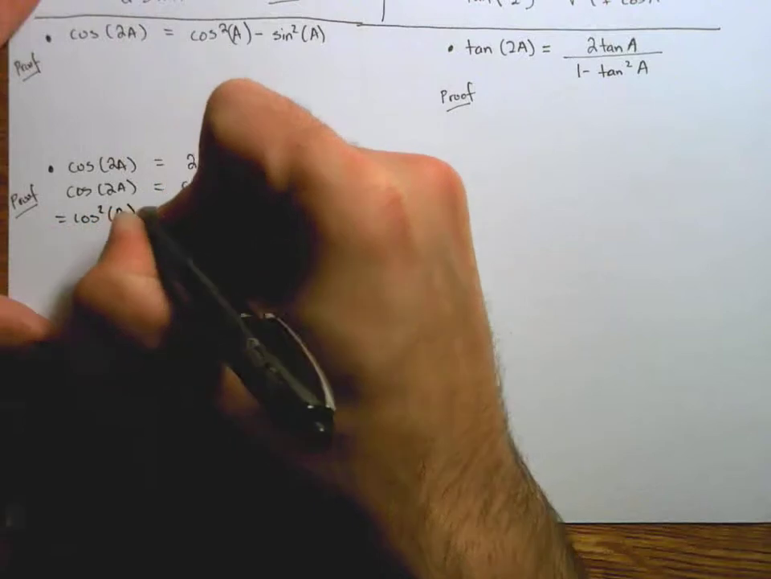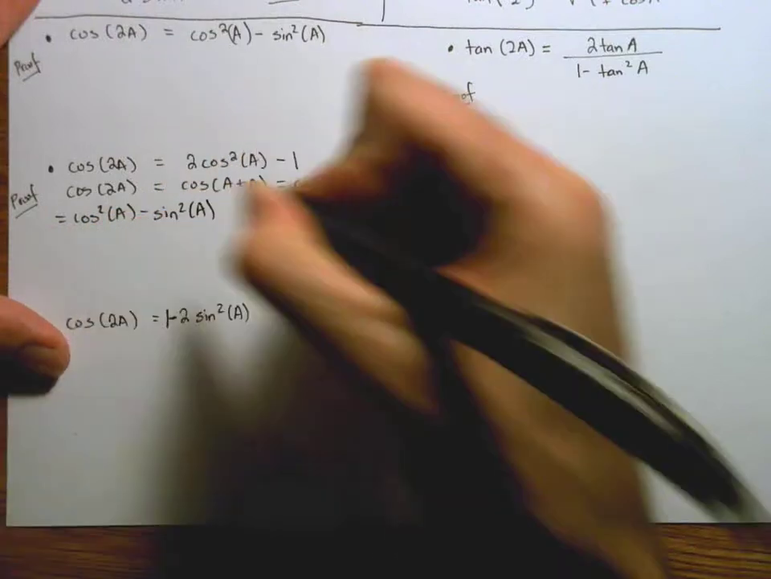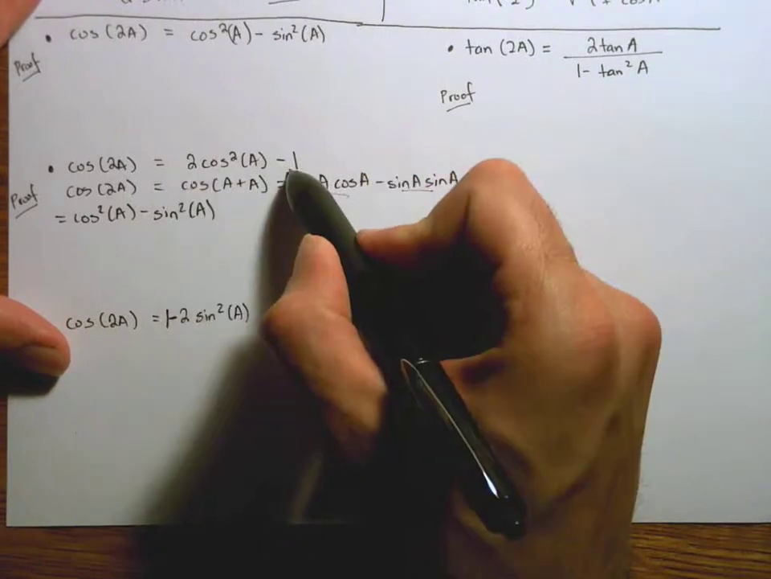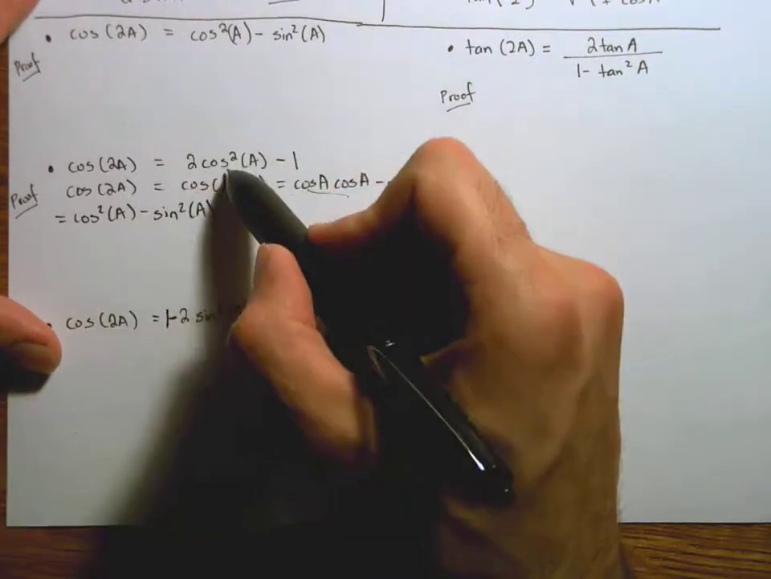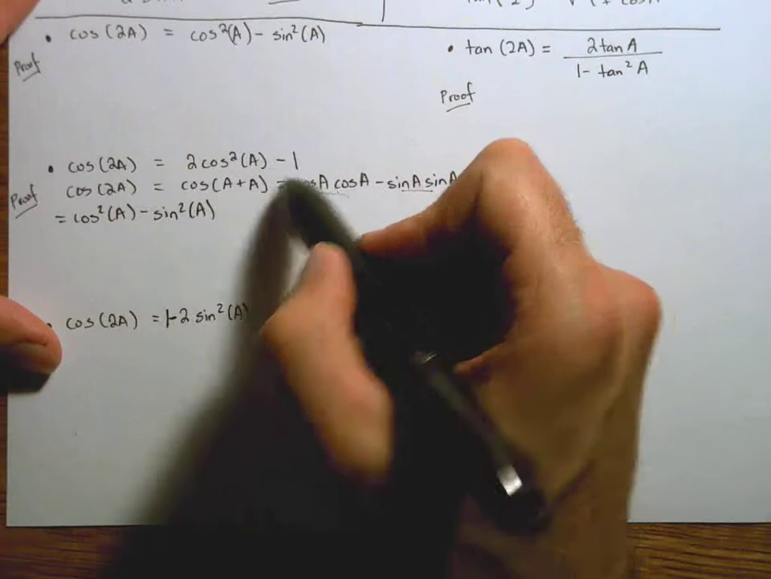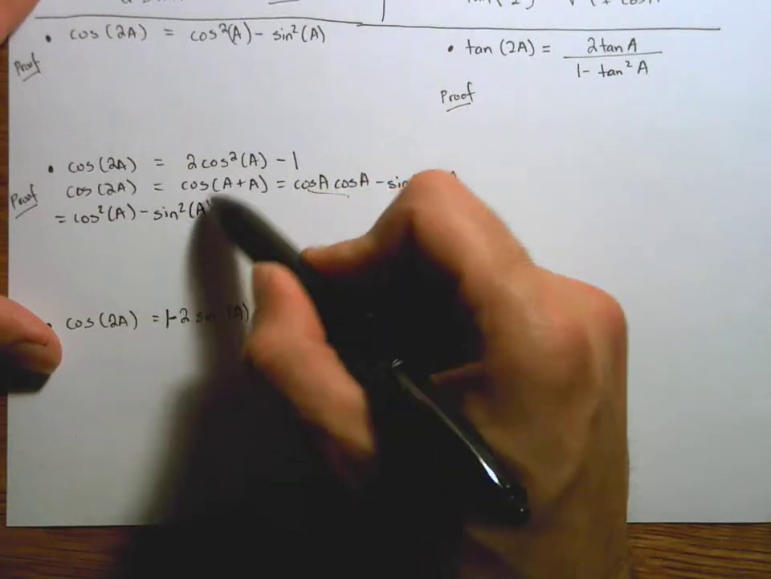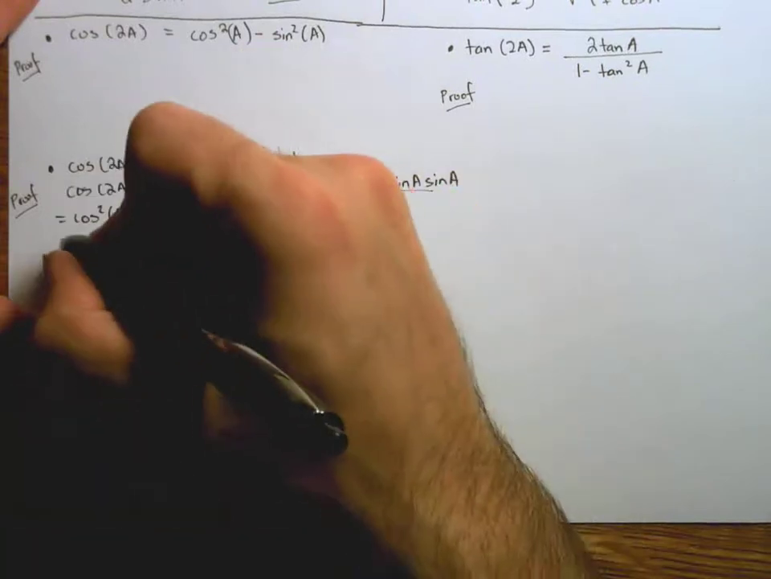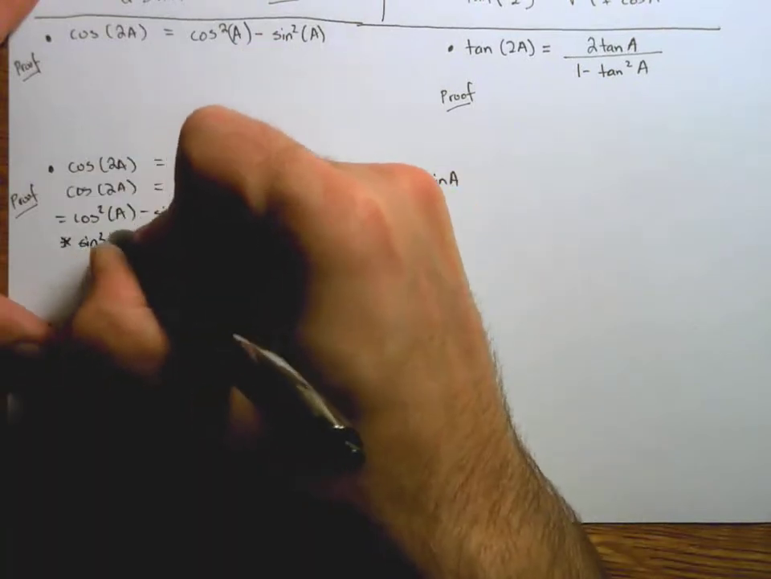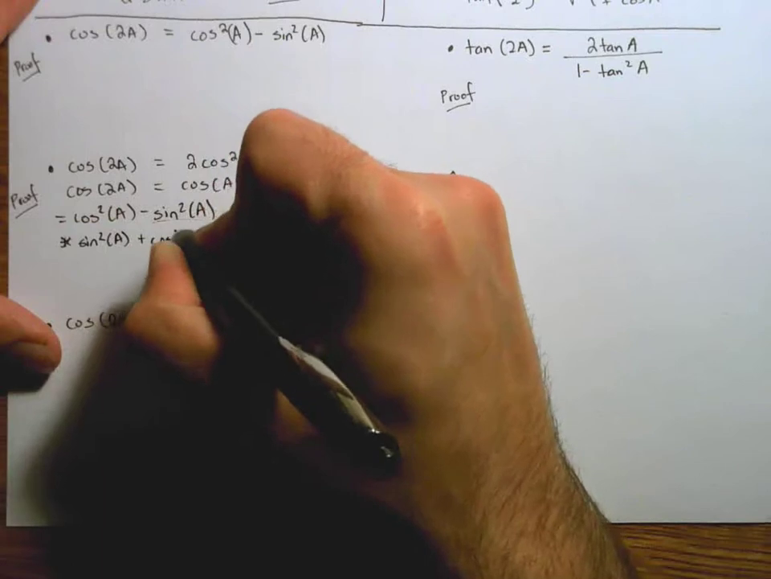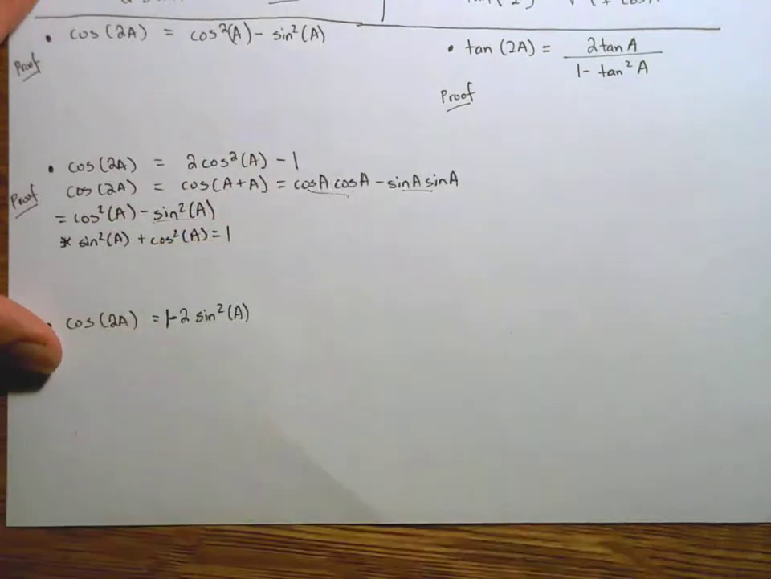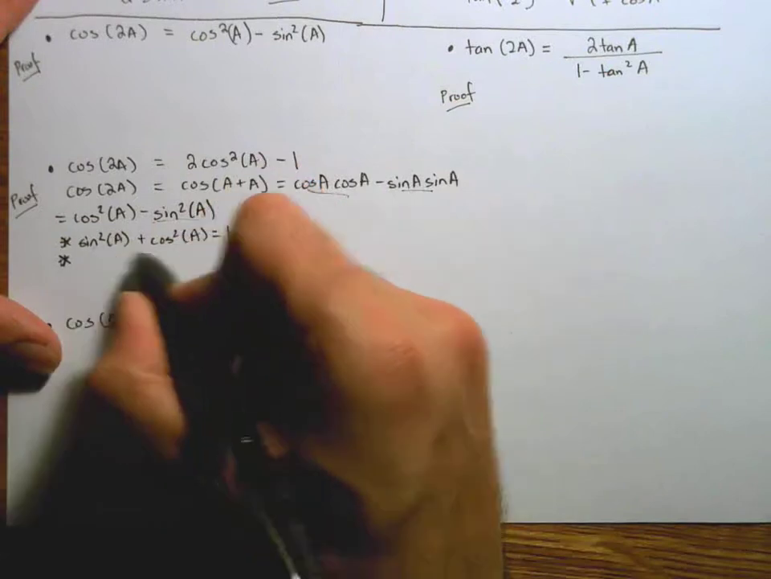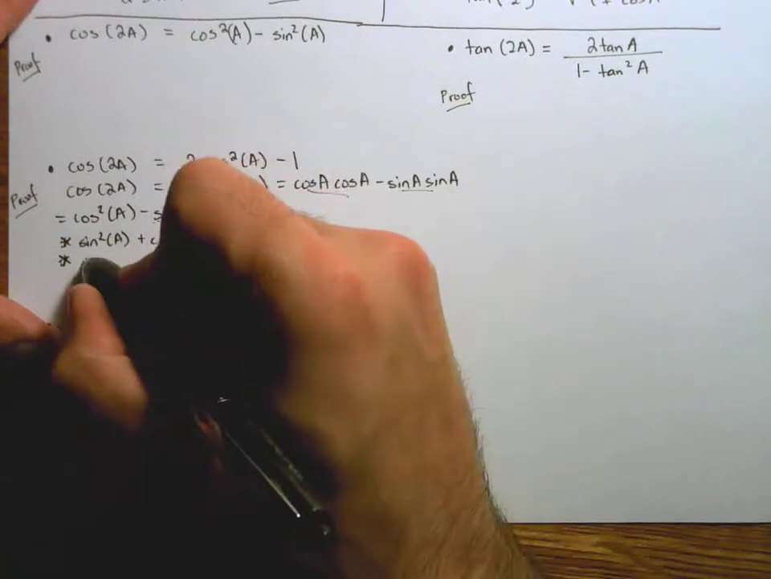Now my identity says I need 2 cosine squared a minus 1. There's no sines in here, so I have to find a way to get rid of that sine. The easiest thing is to use that old Pythagorean identity. We know that sine squared plus cosine squared is 1. I'm going to do just like I did earlier today. I'm going to isolate for sine squared, so I'm going to subtract cosine squared from both sides. That gives me sine squared equals 1 minus cosine squared.